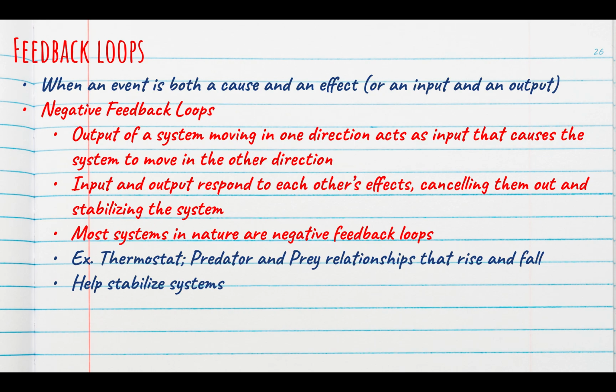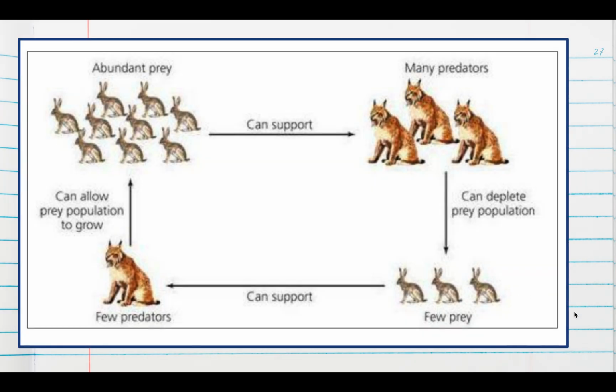Most relationships in nature are negative feedback loops. So think of all of the predator-prey relationships that exist. Think of how many we have in our area here. Think of coyotes, white-tailed deer, wolf, white-tailed deer, fox, the ruffed grouse population. Those are all negative feedback loops. Here's another example of animals that we have in our area. So bobcats and then rabbits.